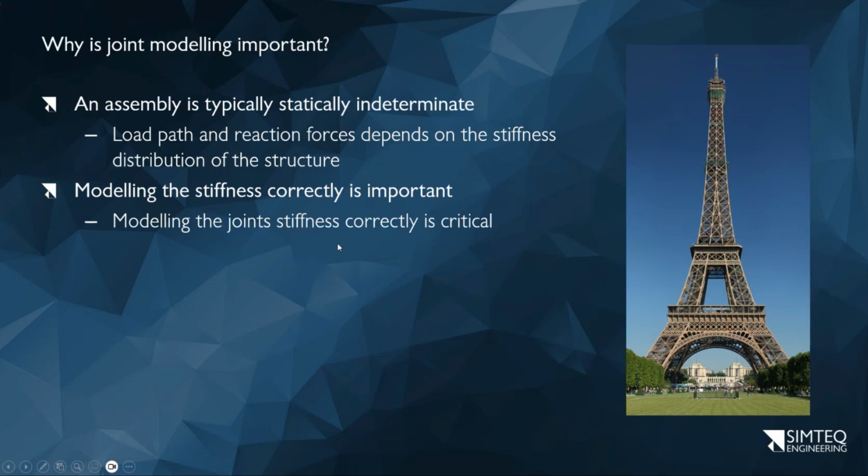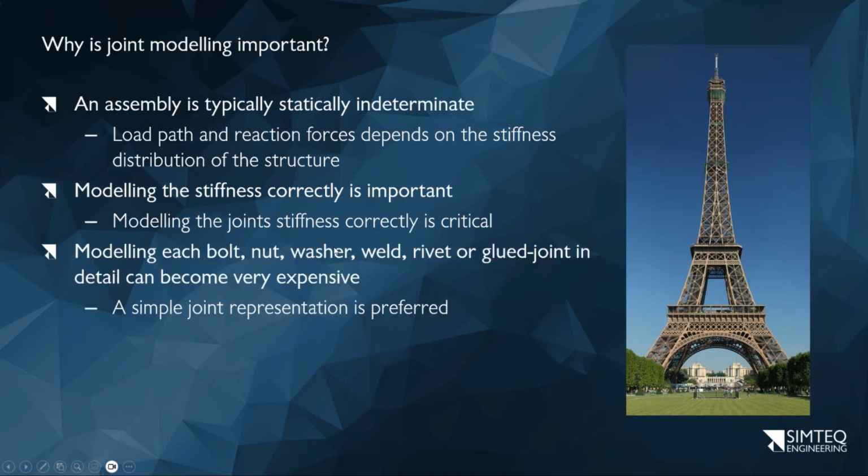And then from there, we need to extract some results to be able to determine whether or not the joint will fail. If we actually go to the level of let's model everything in detail, we'll end up with some kind of a model that's pretty much impossible. So if we model every bolt, nut, washer, weld, rivet, whatever, in a lot of detail, it's simply not possible. So we need some kind of a simple representation.